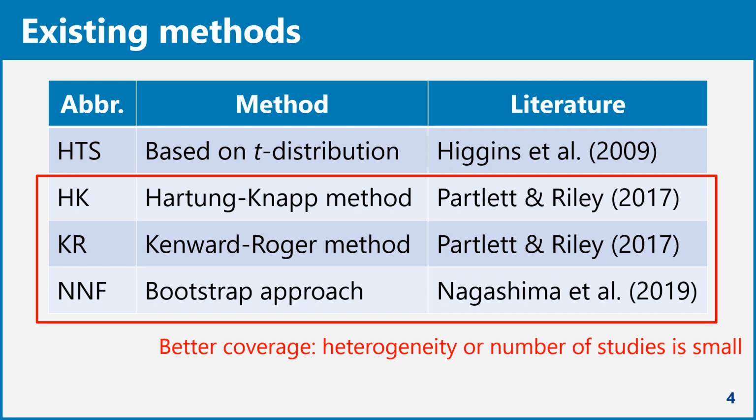You can find existing methods in this list. Several methods to construct prediction intervals for random effects meta-analysis have been developed. The method of Higgins et al. is most commonly used. This method could have poor coverage when the heterogeneity or the number of studies is small, because this prediction interval is based on large sample approximations. So, modified methods were proposed. Hartung-Knapp, Kenward-Roger, and bootstrap methods can be used. These prediction intervals have better coverage when the heterogeneity or the number of studies is small.